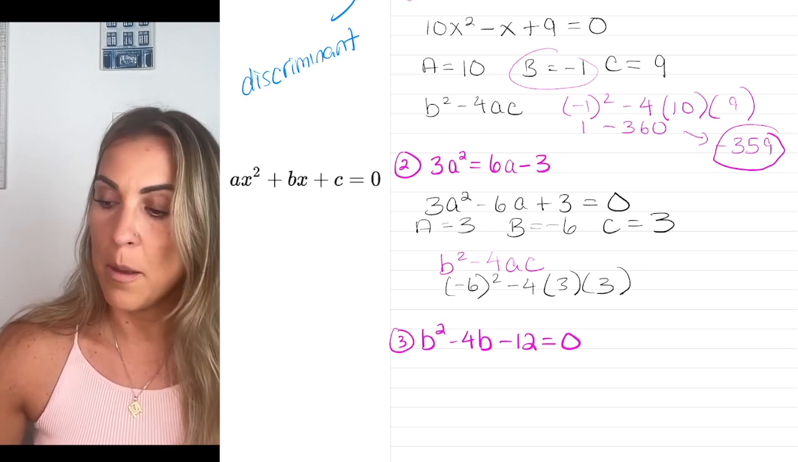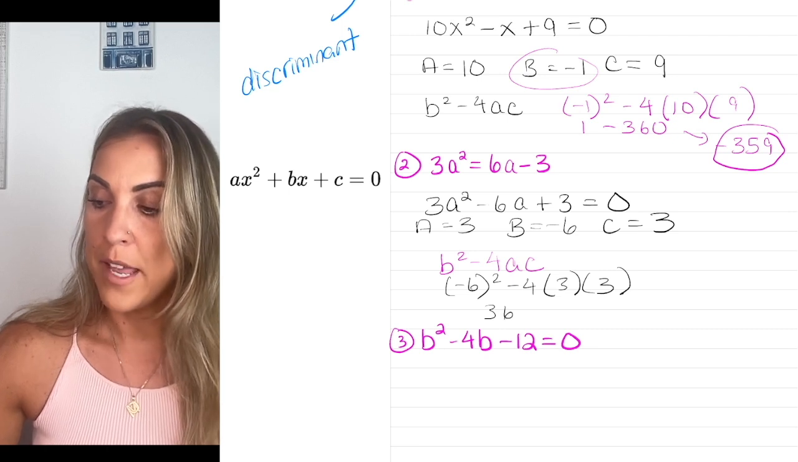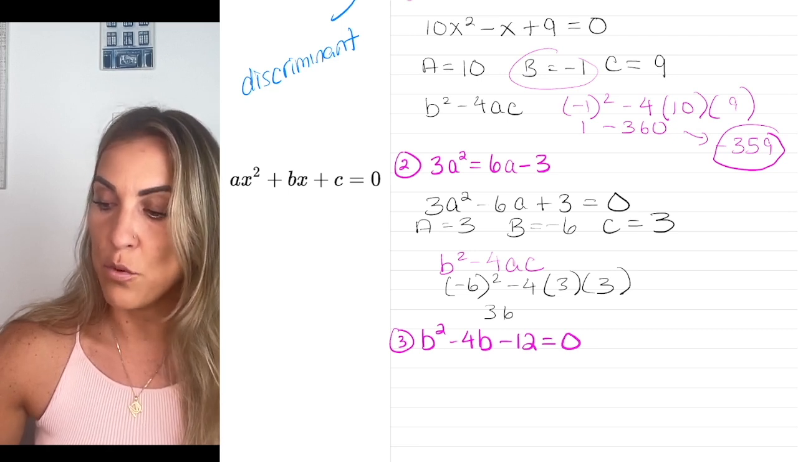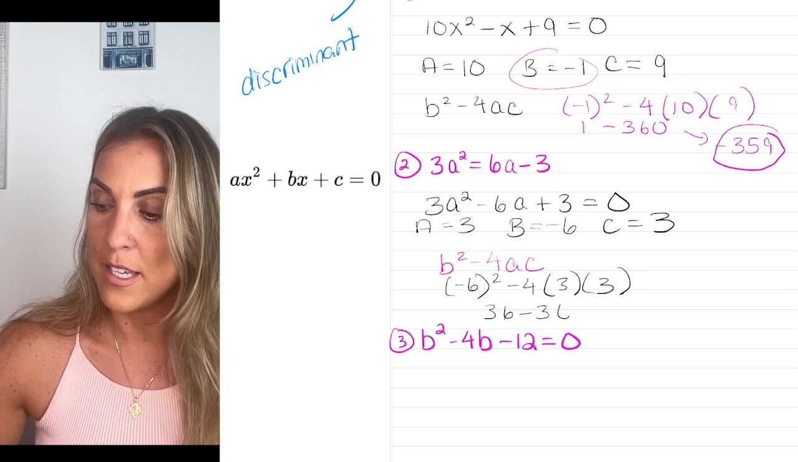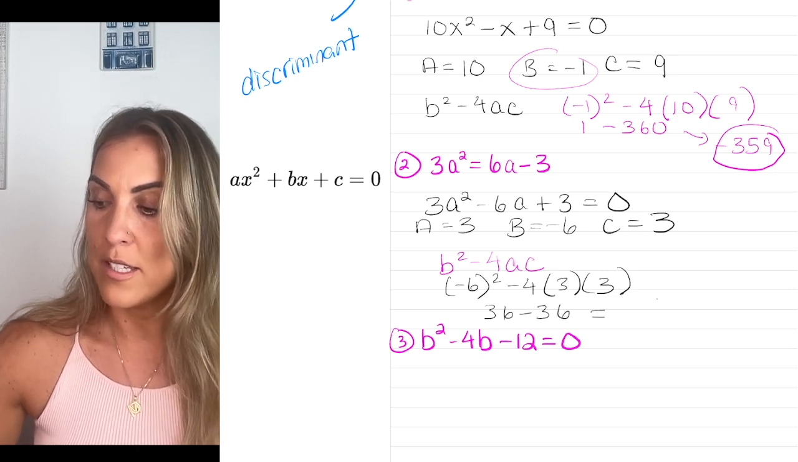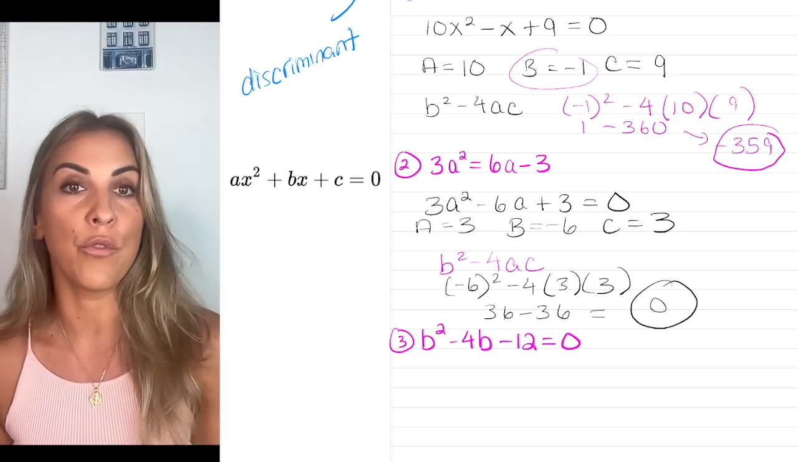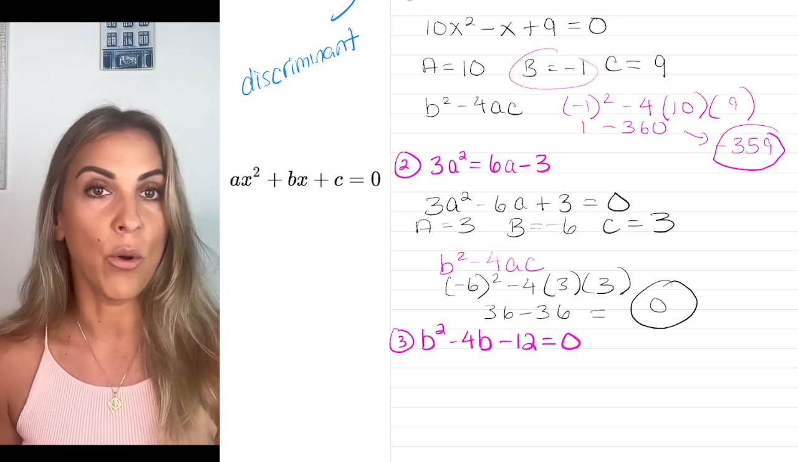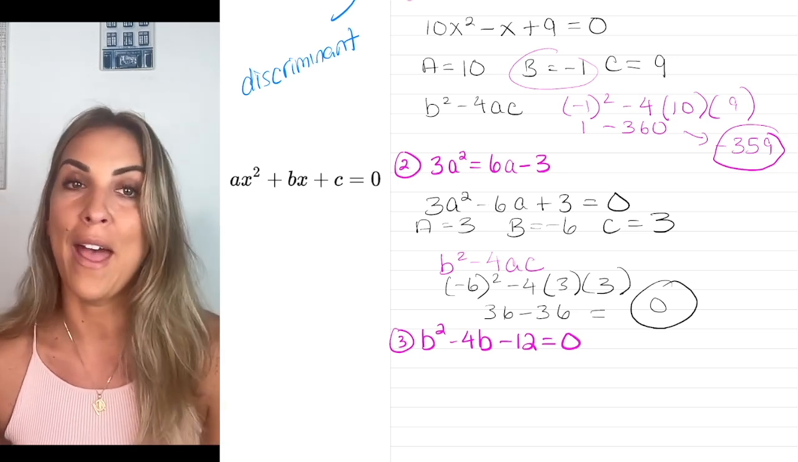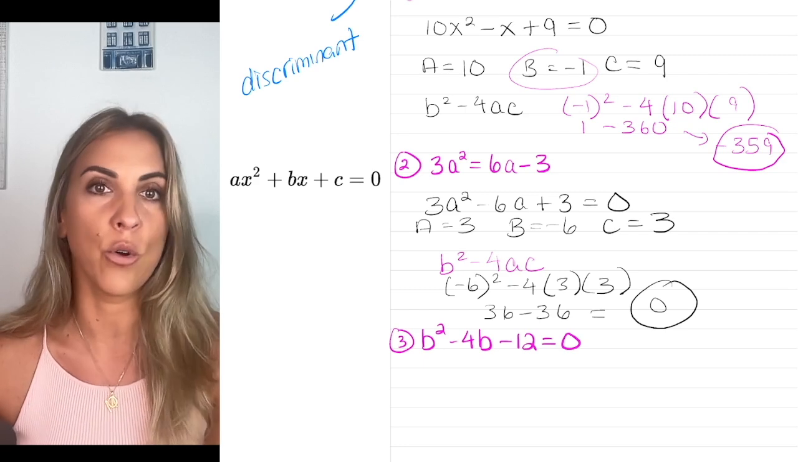-6 squared is +36. -4 times 3 times 3 is -36. And 36 minus 36 is 0. So the discriminant for example number 2 is 0. And again, in just a minute, I'm going to show you what that tells me about this particular quadratic.